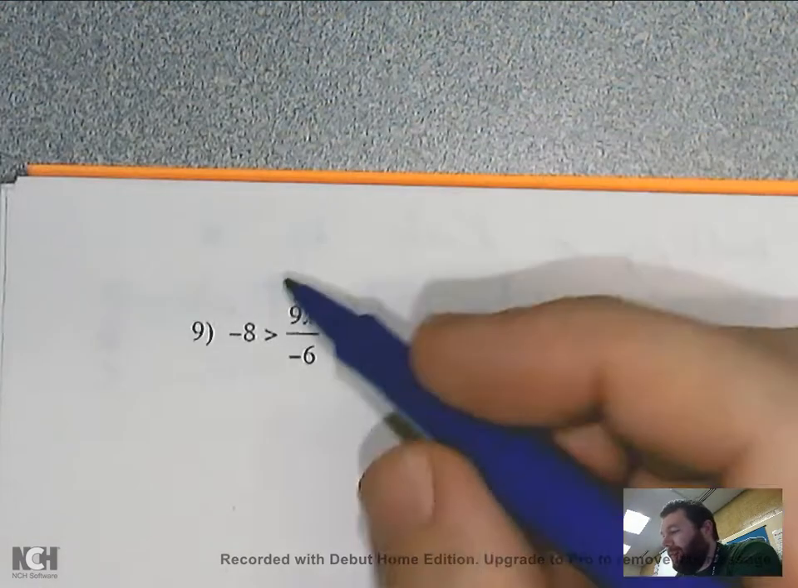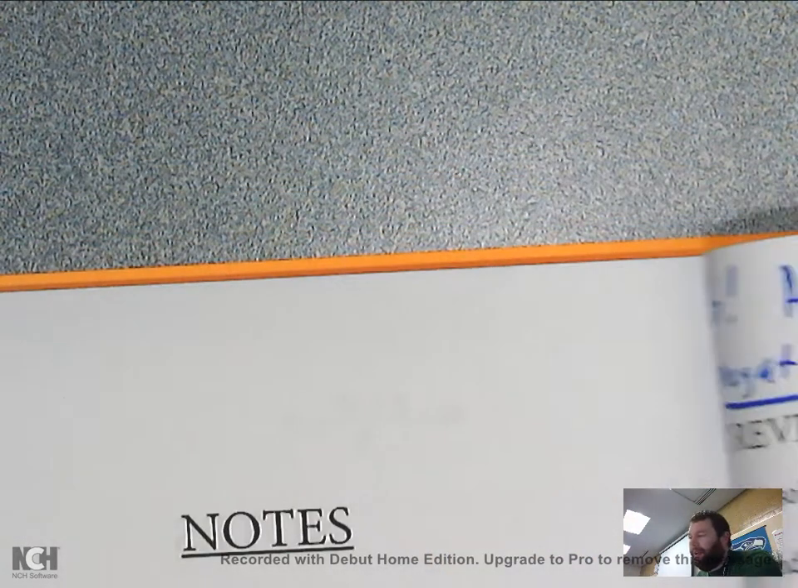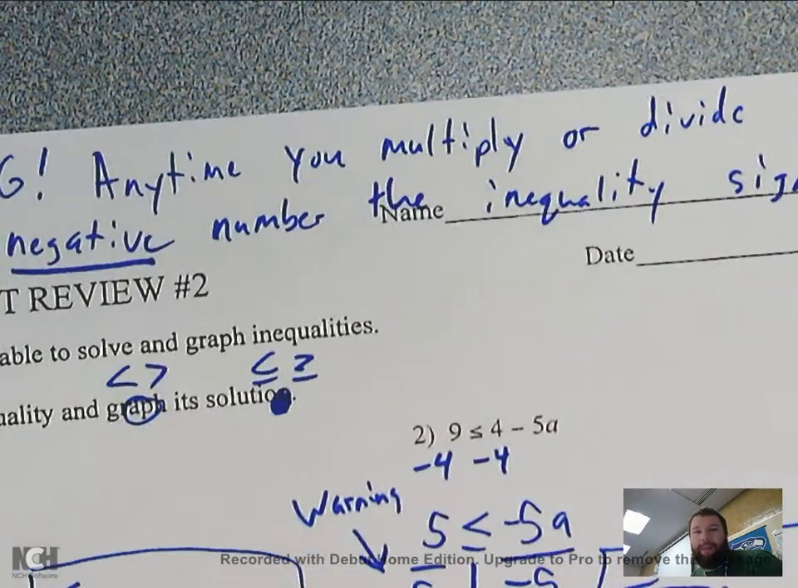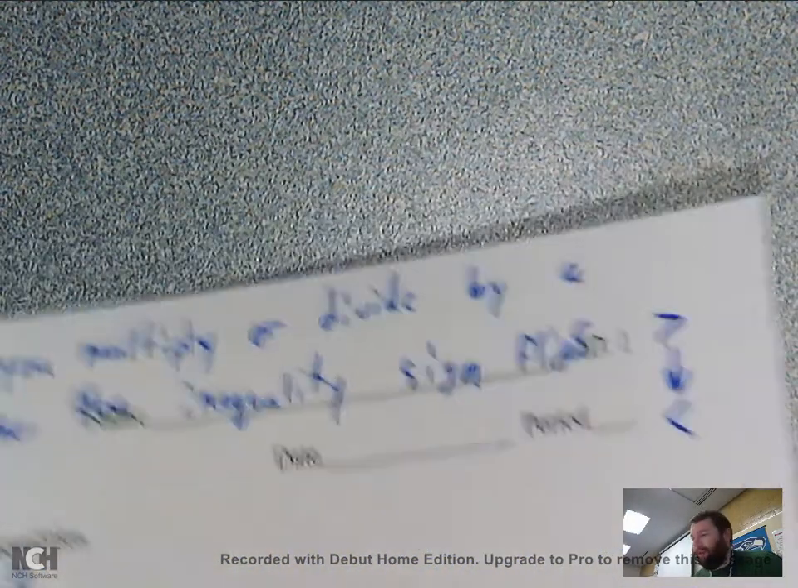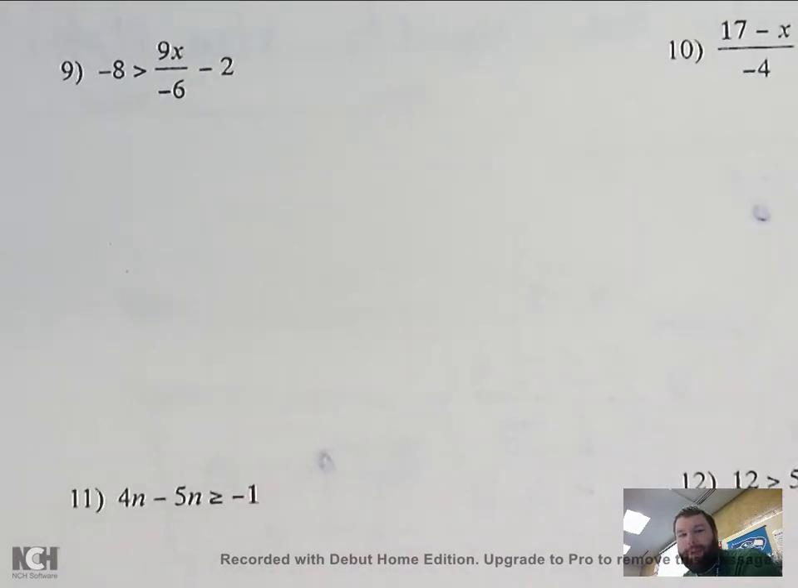So looking at this one, just a reminder, if you didn't see the first video, anytime that you multiply or divide by a negative number to each side, the inequality sign flips. So it goes the other direction. Just a quick reminder, that's a big key thing you gotta watch out for with the inequalities.